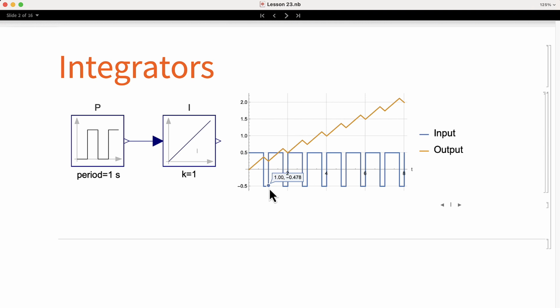In the simulation, we can see in blue the input. The output of the integrator is shown in orange. We can see that when the input is positive, the integrator output increases. When the input is negative, the integrator output decreases. On average, we can see that the integrator output keeps increasing. That's because the input spends more time on the positive side. Therefore, the accumulated value over time is positive.